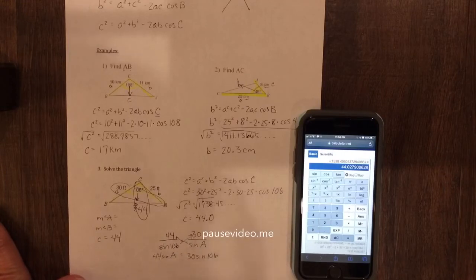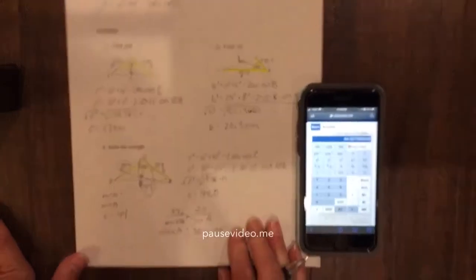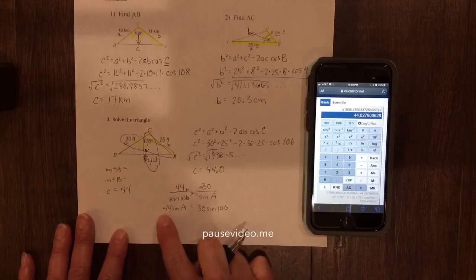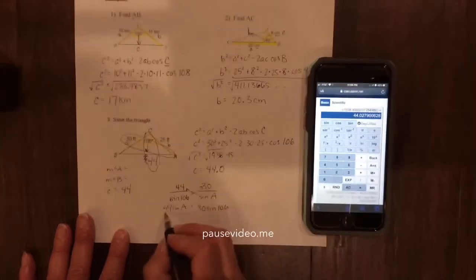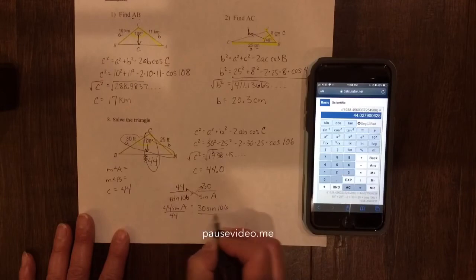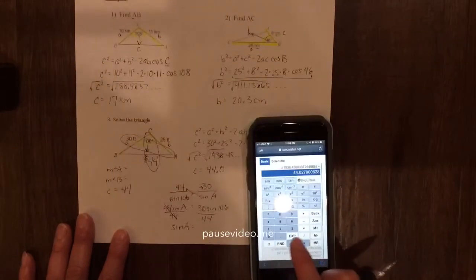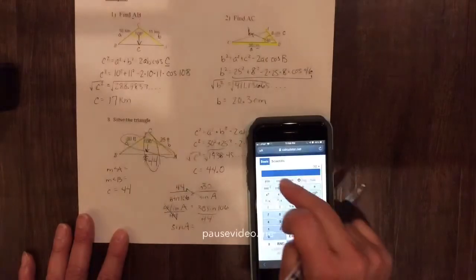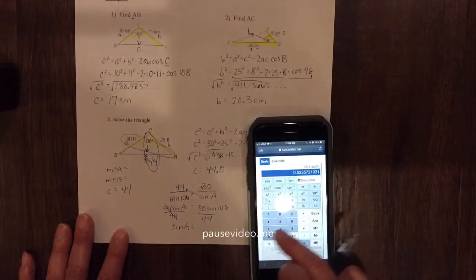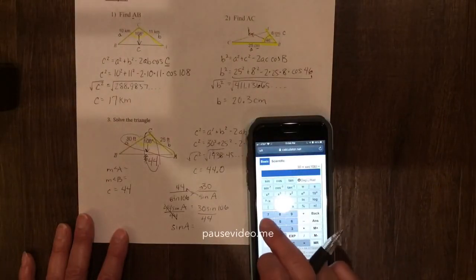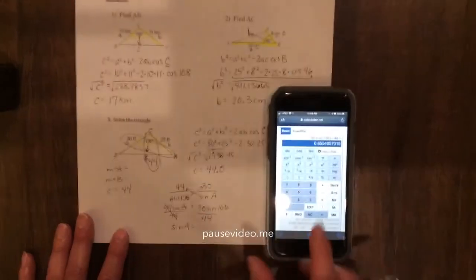Okay, remember, I'm not going to change this to a decimal quite yet. What am I going to do? I'm going to solve for A. I got to get rid of the sine and the 44. We do one at a time. Order of operations says divide by 44 first. Okay. Now I get sine A. This is where I'm going to change it. So I go to my calculator. I'm going to do 30 times sine of 106. Close the parentheses before you do the divide. Then divide by 44.